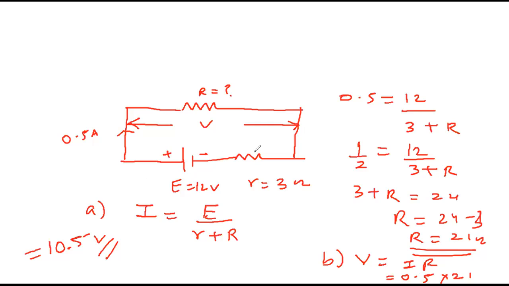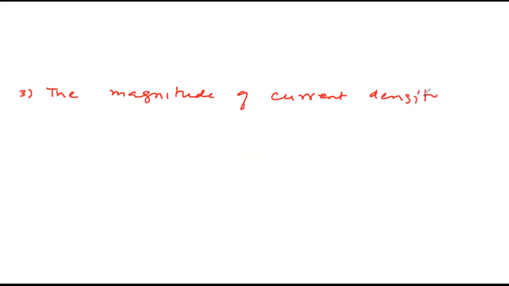Done now? Okay. Next, see. The magnitude of current density in a copper wire is 500 ampere per centimeter square.